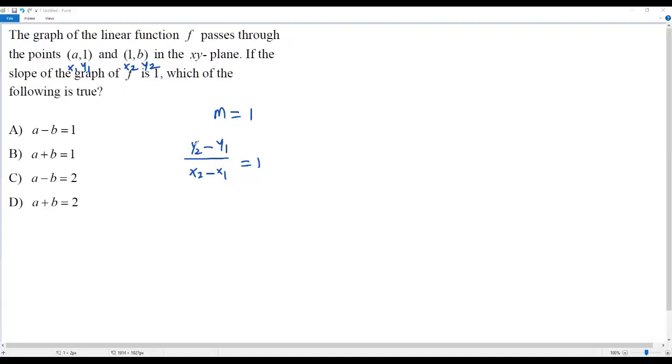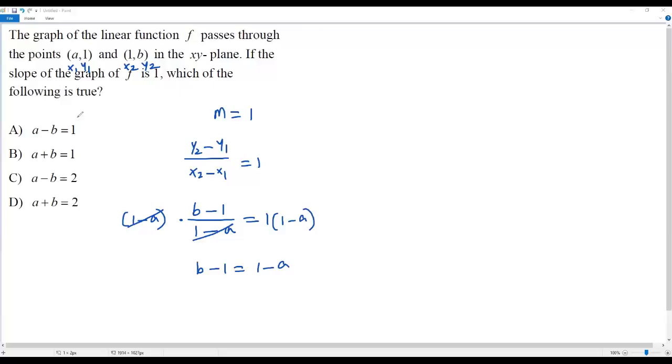So now let's plug in the values for y2, y1, x2, x1. For y2 we have b, minus, for y1 we have 1, over, for x2 we have 1, minus, for x1 we have a, equals 1. Now to get rid of the denominator 1 - a on the left side, we can multiply both sides by 1 - a. So this 1 - a will cancel out. I get b - 1 equals, so we can distribute this 1 to this one and this one, it will be 1 - a, because 1 times (1 - a) is 1 - a.